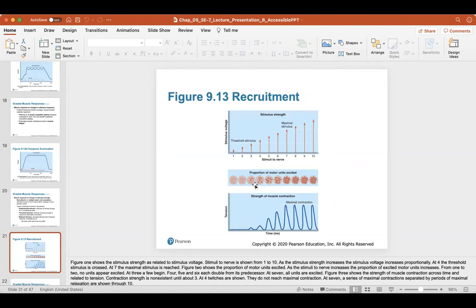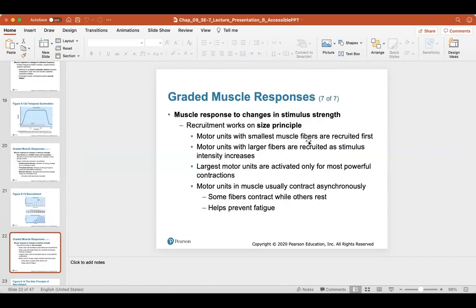Recruitment refers to a stimulus being sent to more muscle fibers, leading to more precise control. So recruitment is important for gaining more control of the muscle. This occurs if you want to use all of the muscle fibers. Here we have a proportion of motor units excited as each stimulus is applied, eventually getting to a maximum stimulus. This is the muscle response to changes in stimulus strength.